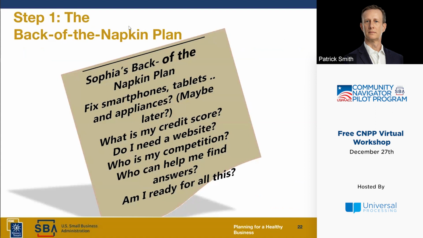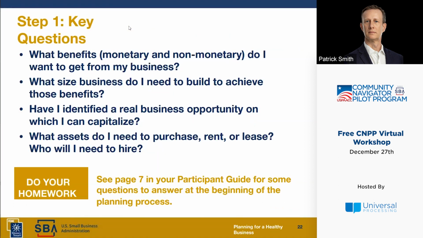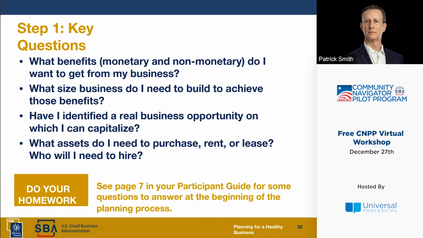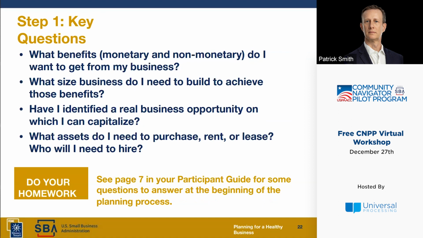So step one, these are the key questions that you're going to ask yourself. What are the benefits, whether they're monetary or non-monetary, that I want to get from my business? What size of business do I need to build to achieve those benefits? Have I identified a real business opportunity on which I can capitalize? And then what assets do I need to purchase, rent, or lease? And then will I need to hire anybody? So again, if you have the participation guide, you can see page 7. These will give you some questions and answers at the beginning of your planning process. Next slide.